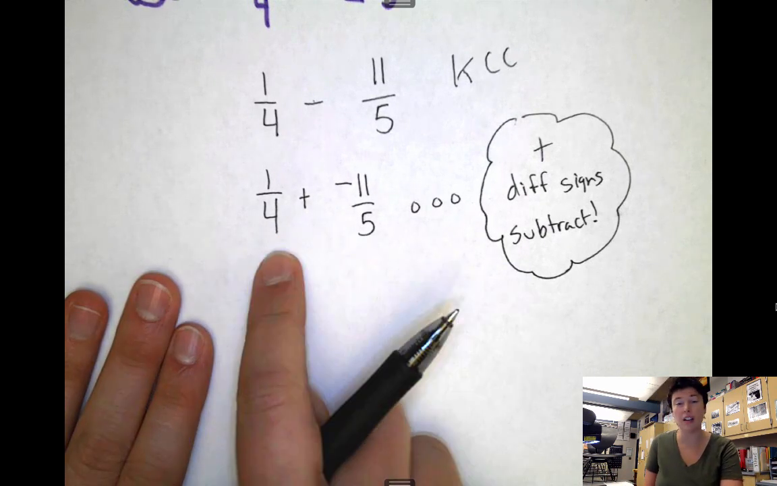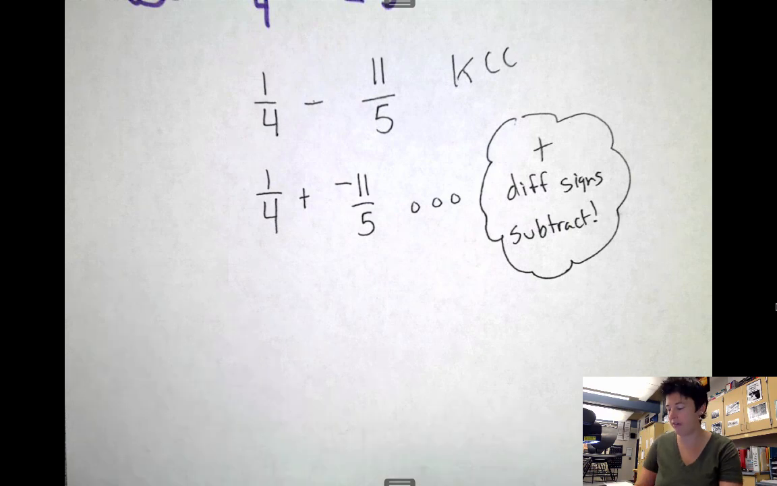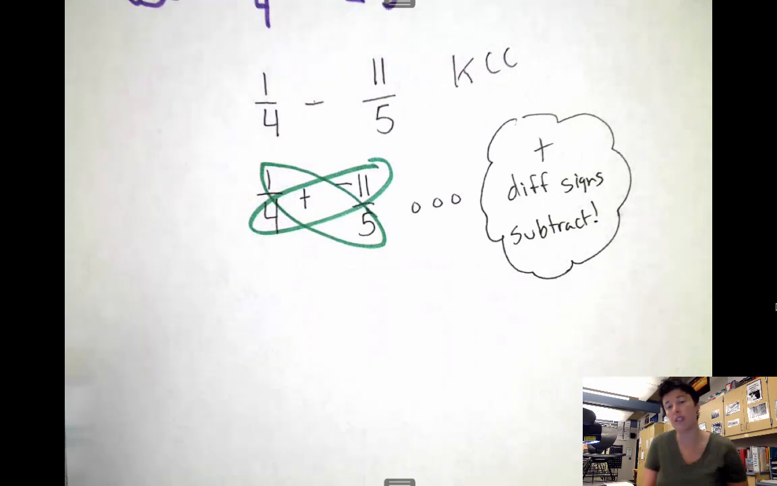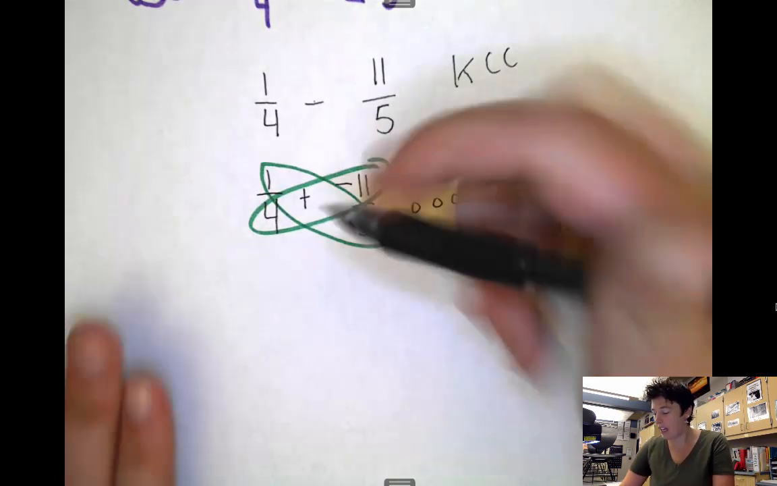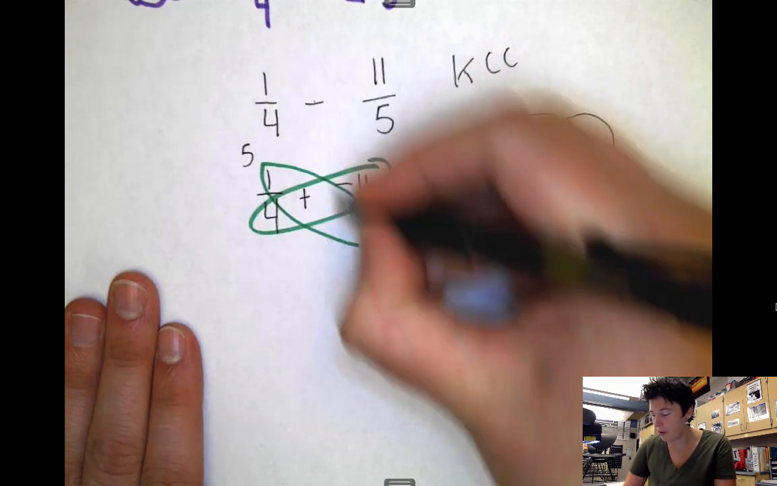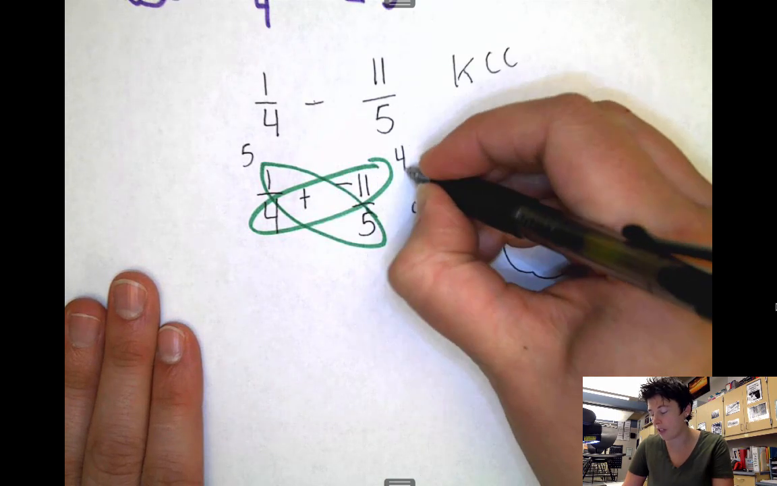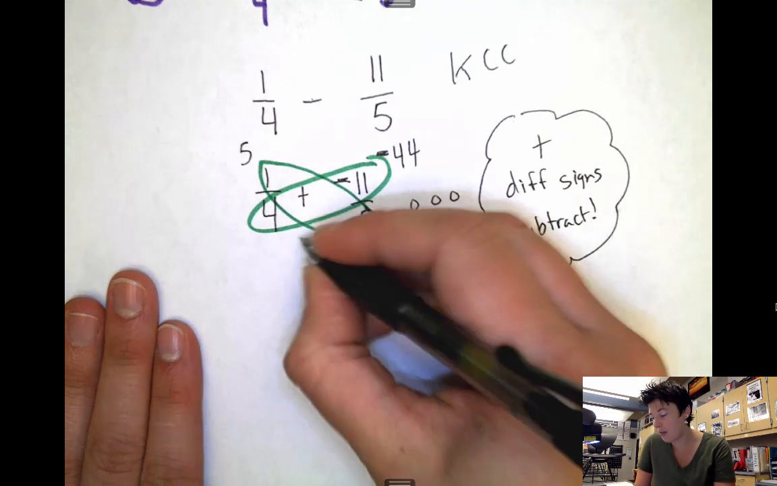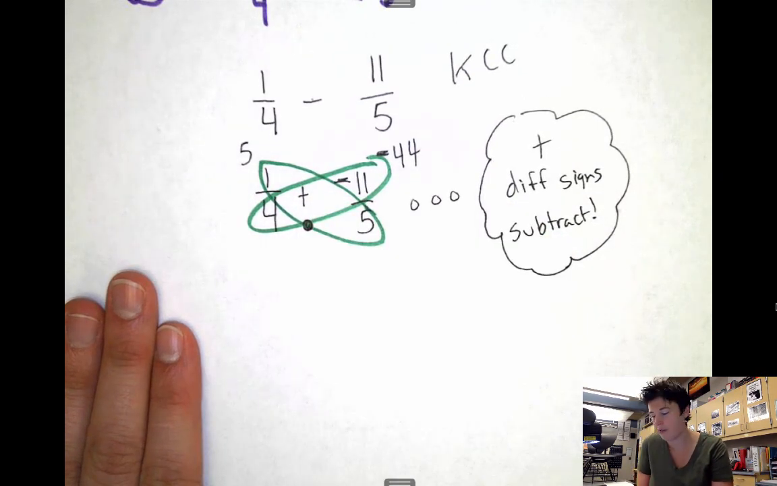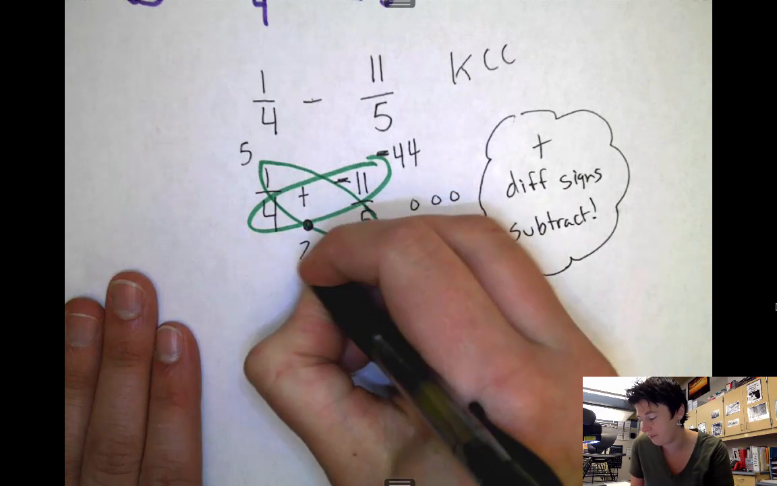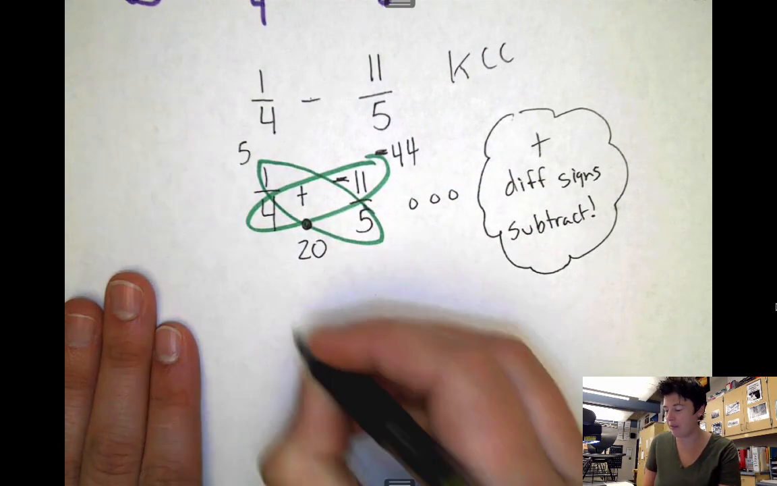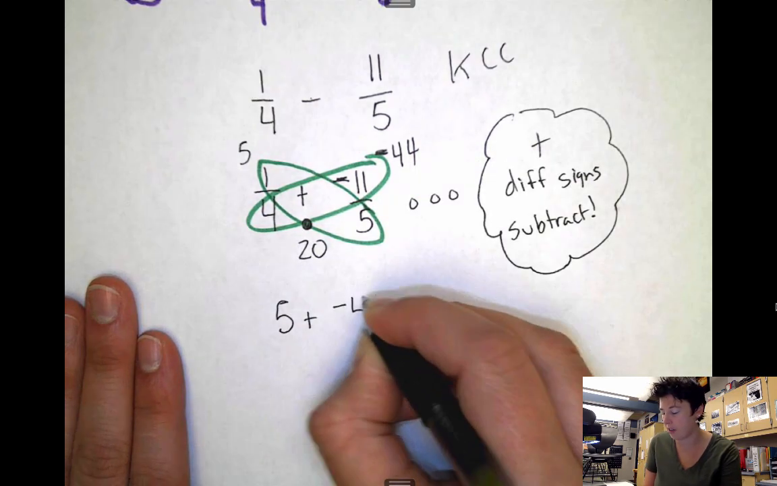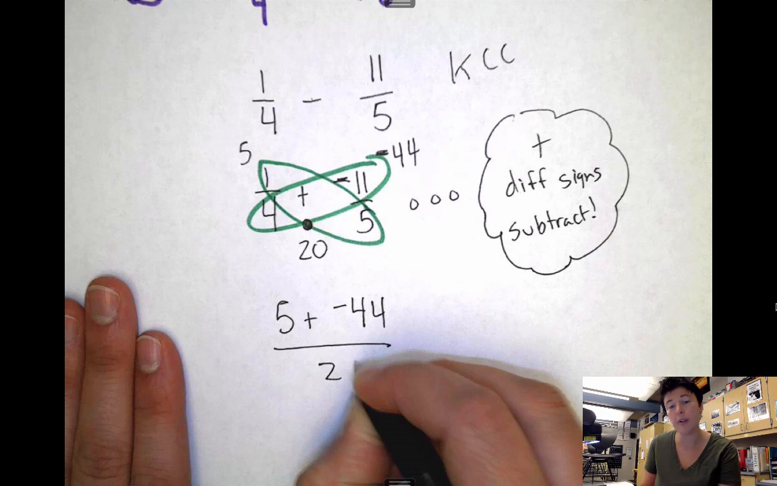And 4 and 5 are not common. So I go back to my butterfly effect. I'm going to multiply 5 times 1 and negative 11 times 4. Make my butterfly wings. 5 times 1 is 5. 4 times 11 is 44, but this is where the negative sign was, so it's a negative 44. And then my common denominator on the bottom of my butterfly here is 4 times 5 is 20. So this is what I end up getting. I end up getting a 5 and a negative 44. So 5 plus negative 44 over this common denominator of 20.